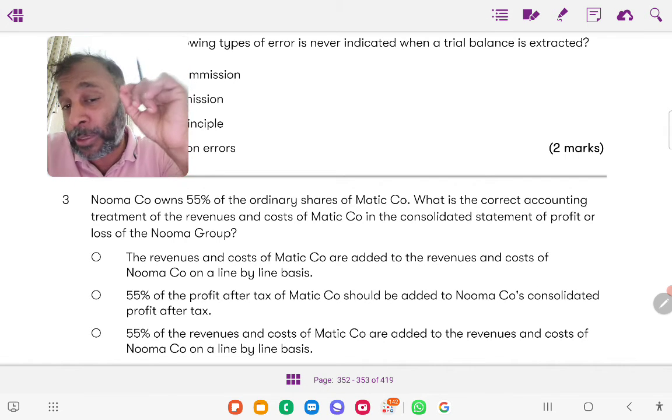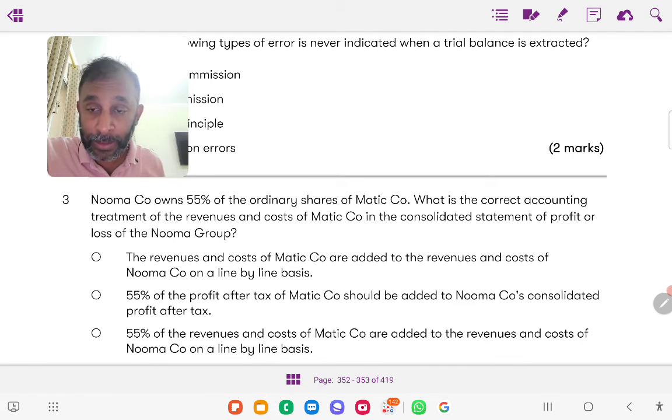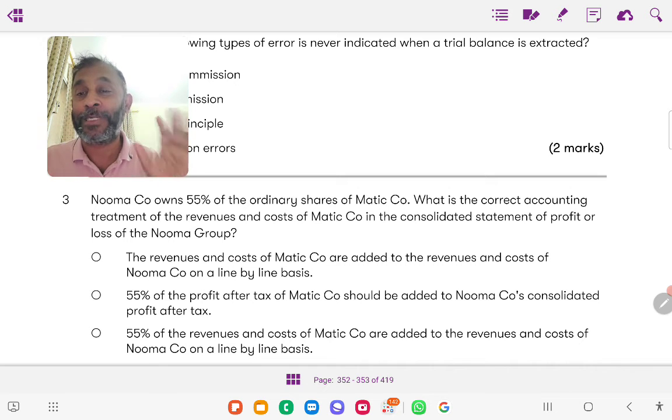Now you need to understand, when preparing a consolidated profit and loss account, if it is a parent and subsidiary, you will add together line by line item, and at the bottom, when you reach profit for the year, only then do we distribute between the parent and any non-controlling interest shareholders. This is very much how the framework is set. So I would request you to pay attention in the right way.